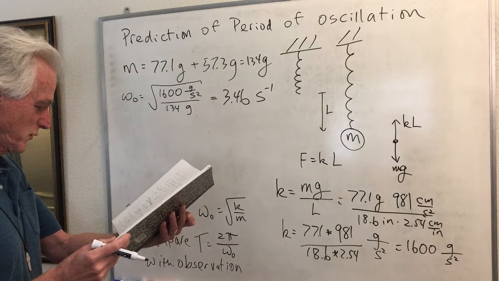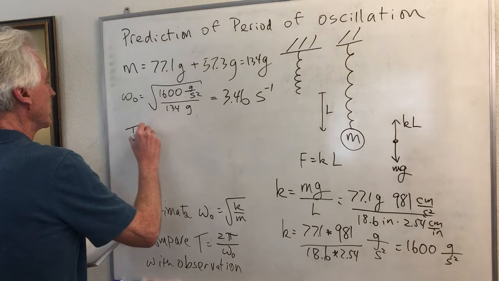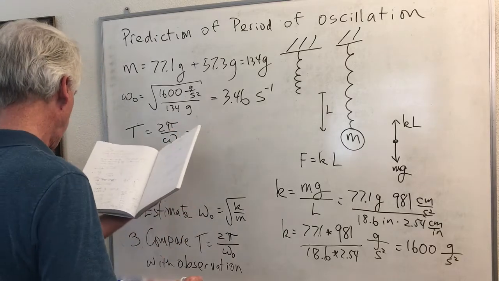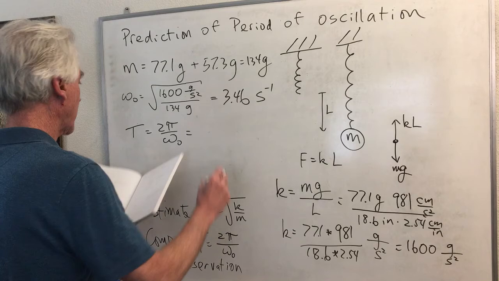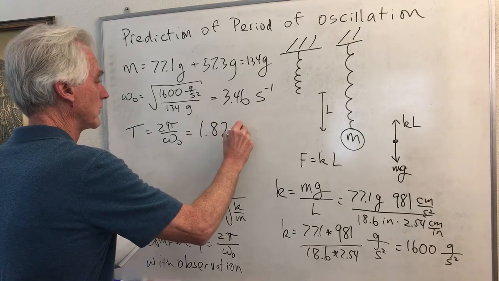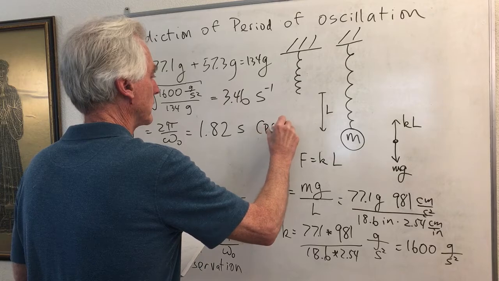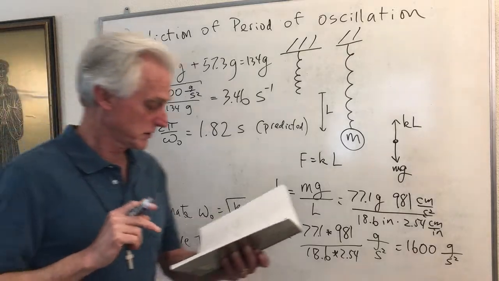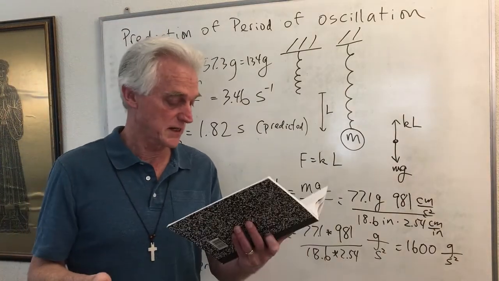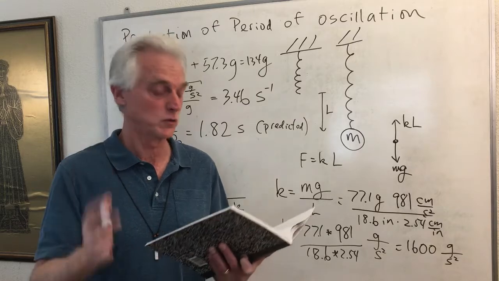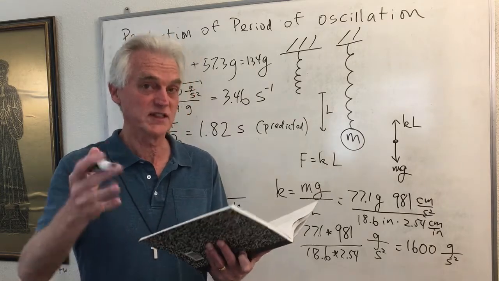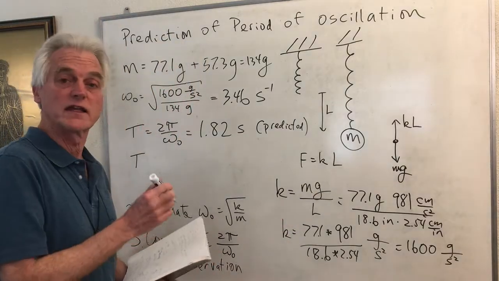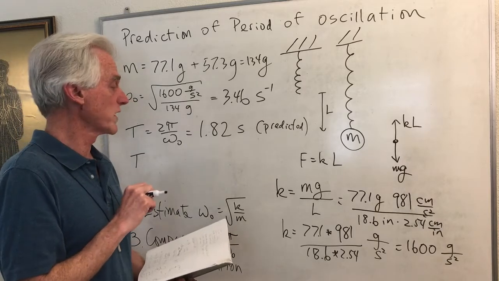All right. So what do we got here? So the period is going to be 2 pi over omega naught, which I got as 1.82 seconds. That's predicted. And the measured, when I went to measure it, it was really very close to 17 seconds for 10 oscillations, or 1.7 seconds per oscillation. The period I observed was 1.7 seconds.